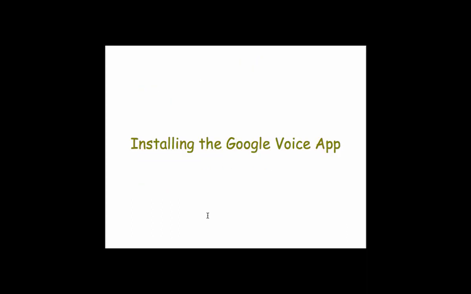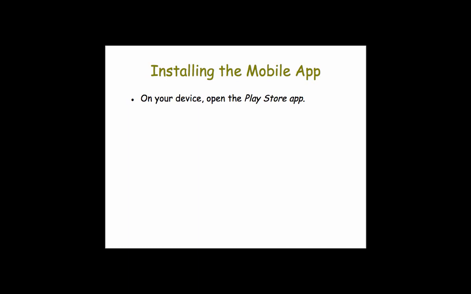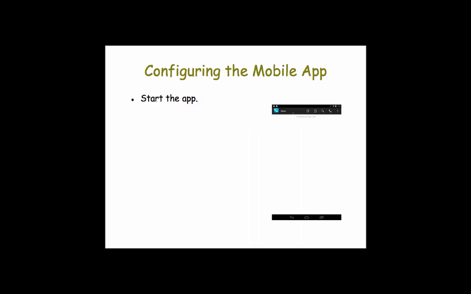When you finish setting up your Google Voice account online, the next thing we need to do is install the Google Voice mobile app. On your device, open the Play Store app, search for Google Voice. When you find it, download it and install it. Once it's installed, we need to configure it. So start up the app. It should look something like this.